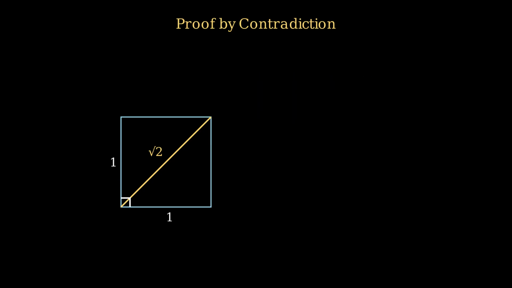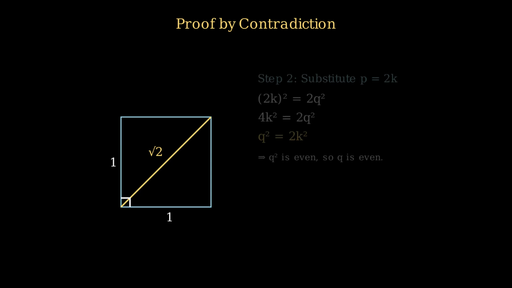Since p is even, let's write it as 2 times k. Substituting this gives the quantity 2k squared equals 2q squared. Simplifying this gives 4k squared equals 2q squared, which simplifies further to q squared equals 2k squared. Therefore, q squared is also even, meaning q is even.